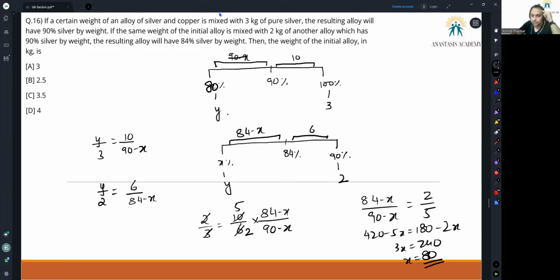This is 80. This is 10, 10, 10. So this weight also has to be 3. The other way, if this is 80, this will be 4. 4 corresponds to 2, so 6 corresponds to 3. In either case, we reach the answer option A.